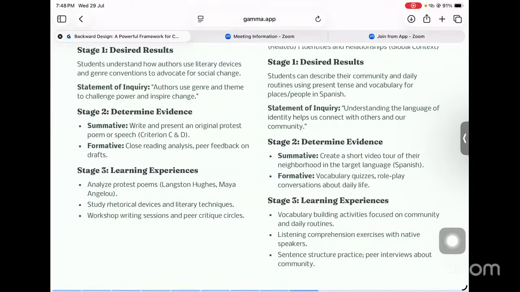You will help them build vocabulary, okay, through different activities which is focused on community and daily routines. You will give them listening comprehension exercises with native speakers. You will make them practice sentence structures, peer interviews about the community. So these are learning experiences you will do, right? So when you do this, the student will be able to do your summative.